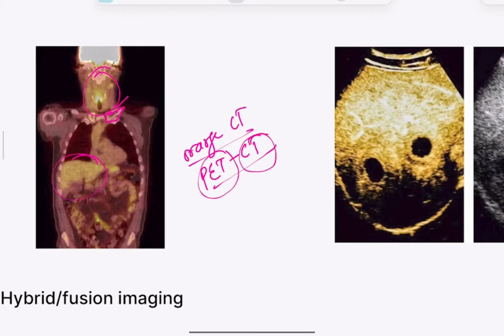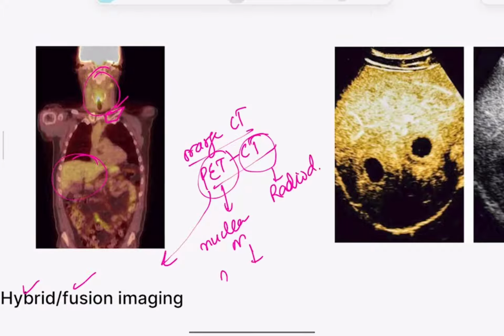So PET and CT combined together, this is an example of hybrid or fusion imaging. Remember, PET basically comes under nuclear medicine, CT comes under radio diagnosis, nuclear medicine is functional imaging. The difference between nuclear medicine and radio diagnosis is, in nuclear medicine the radioisotope goes into the body, and from the body the radiation comes out. In radio diagnosis, like in CT X-ray, the X-rays are coming from the machine and penetrating the patient's body, they are not coming from the patient's body.